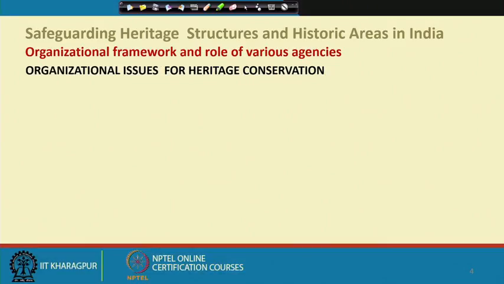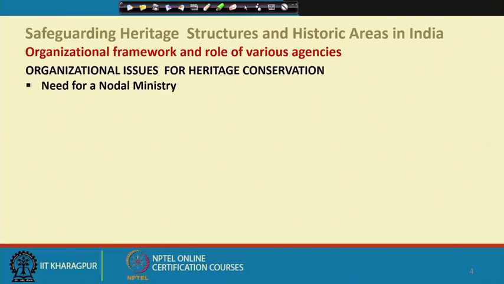Now, in spite of all these regulations and acts, we still see that we are losing a lot of heritage resources, especially when we are talking about the heritage area, and there is a lacuna, there is a gap. Now, let us see what the organizational issues for heritage conservation are. We need a nodal ministry. This I have taken from the report which was done by Mr. Shyam Chainani for the model heritage regulation.